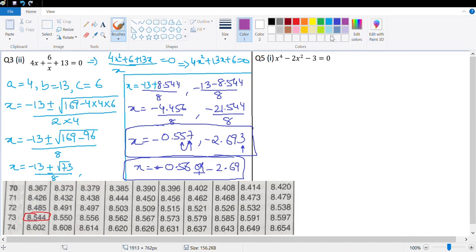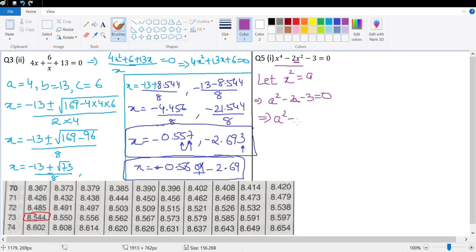Next question, question number 5, part 1. Not a quadratic yet, but I can convert it into a quadratic by taking x square is equal to a. So the equation now becomes a square minus 2a minus 3 is equal to 0. We can factorize it. This is minus 2a, so we need factors of negative 3, the sum of which will be negative 2. So that will be negative 3 into 1.